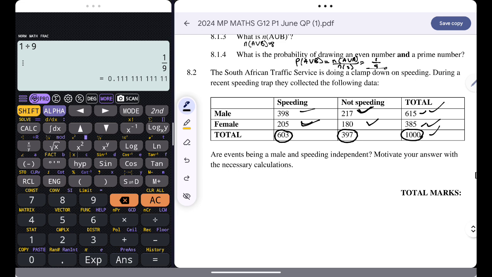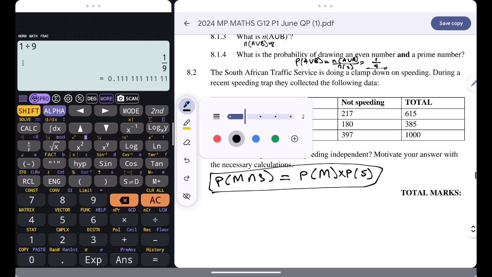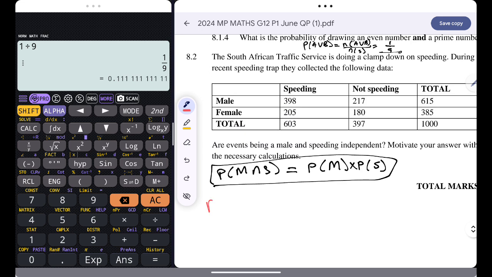This will be true if and only if, guys, the probability of being a male and speeding is basically equal to the probability of being a male multiplied by the probability of speeding. If this is true, that means the events are independent. Okay. Let's just work with that. Let's first find the probability of being a male and speeding. The total number of males who happen to be speeding is just 398 divided by 1000. This will simply give me 0.398.